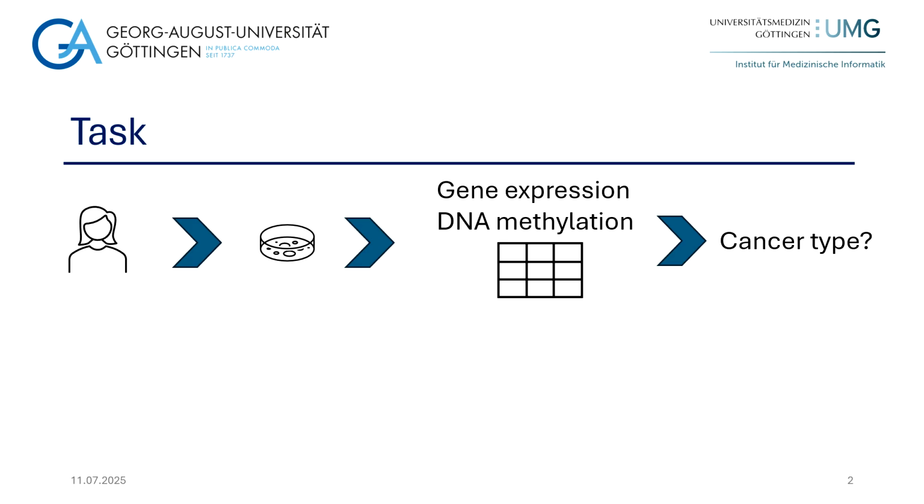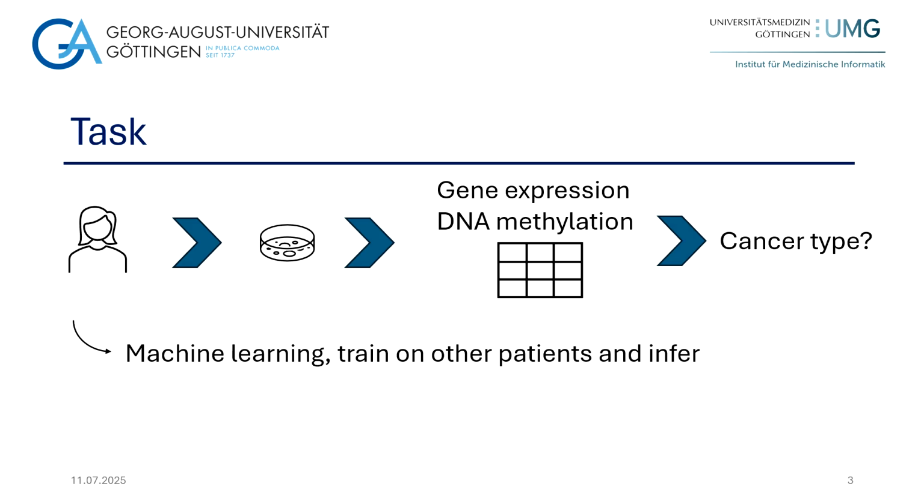First, let's talk about the task, the underlying problem formulation, and why we use graph neural networks in this case. So imagine you have a tumor sample given from a cancer patient, and you also have the regarding gene expression and DNA methylation values. And the task is now to predict the cancer type of the patient. One classical approach would be to use machine learning in this case. So we would train on a bunch of patients and then try to infer for new patients.